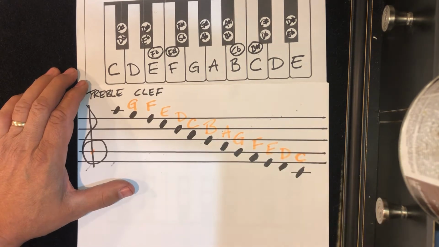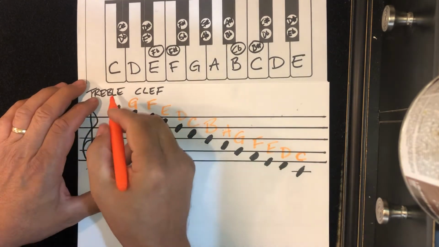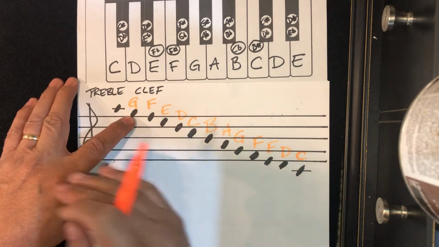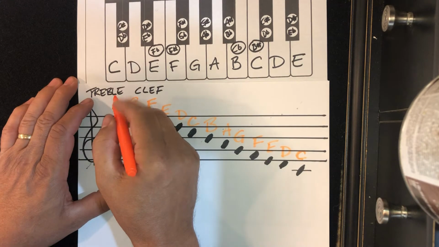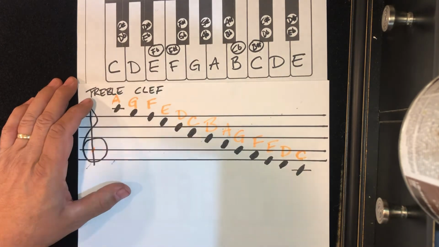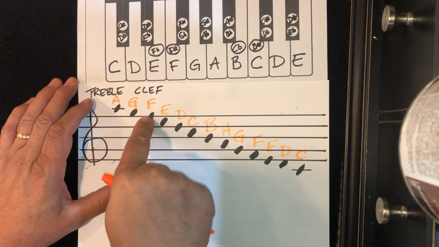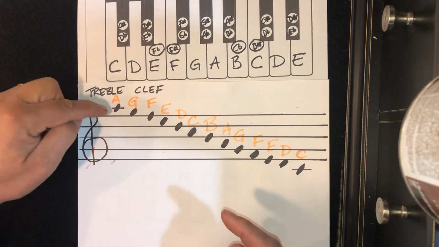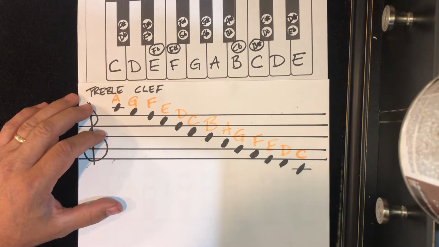Hopefully you can see that. And on the ledger line up here, what comes right after the G? It's A again. It repeats itself. A, B, C, D, E, F, G, A. And you can continue on up with other ledger lines. Bottom ledger line here, low C.